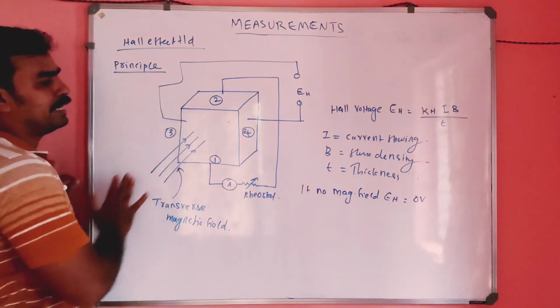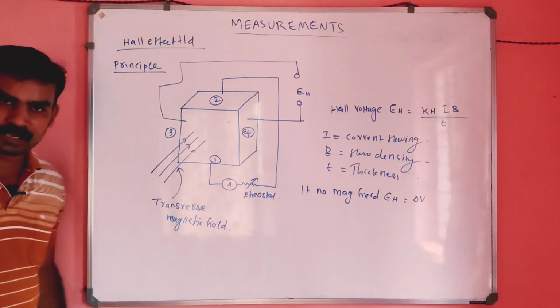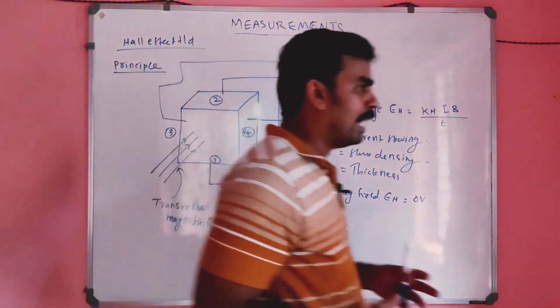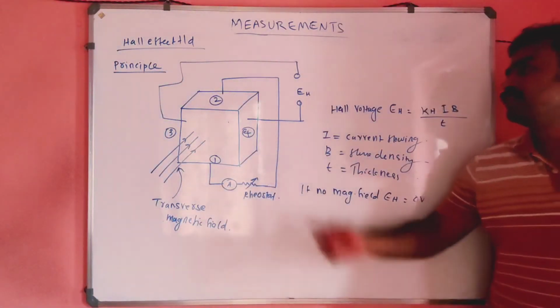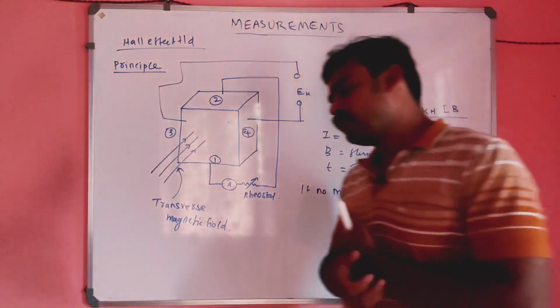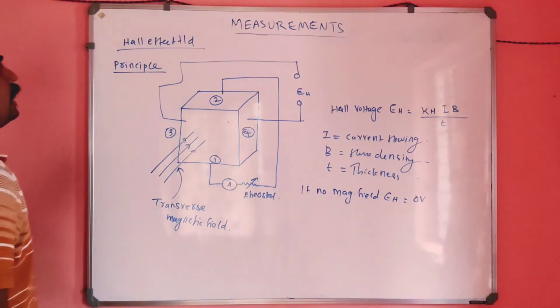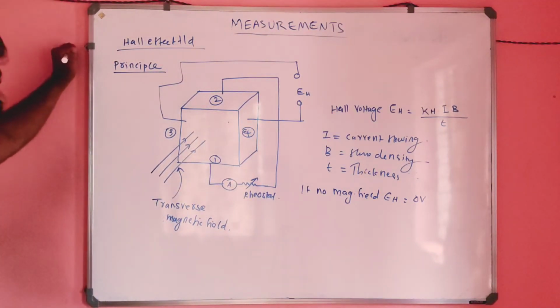But in the presence of the transverse magnetic field, my dears, transverse in the sense that it is perpendicular to the surface, what does it make? The voltage EH here. That voltage is called the Hall voltage. So all conductors and semiconductors will exhibit this property, which is called the Hall effect principle.